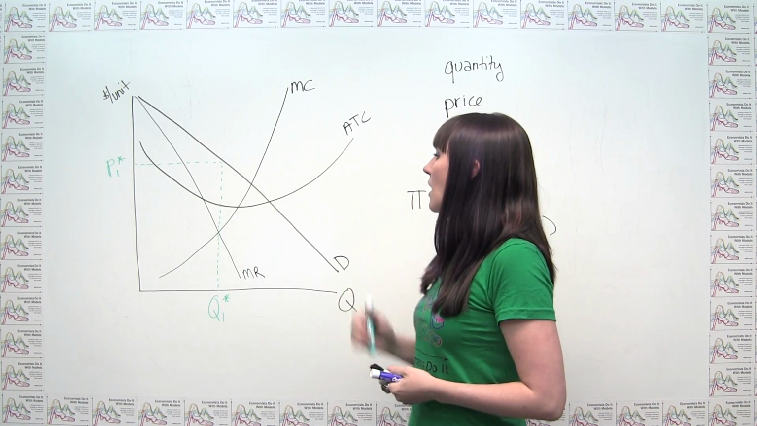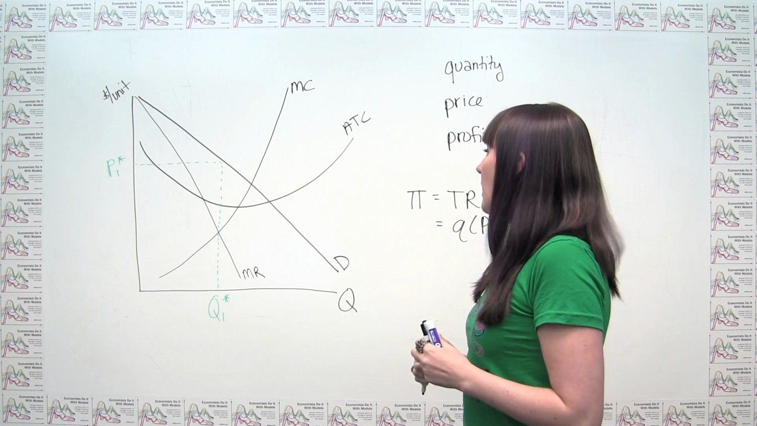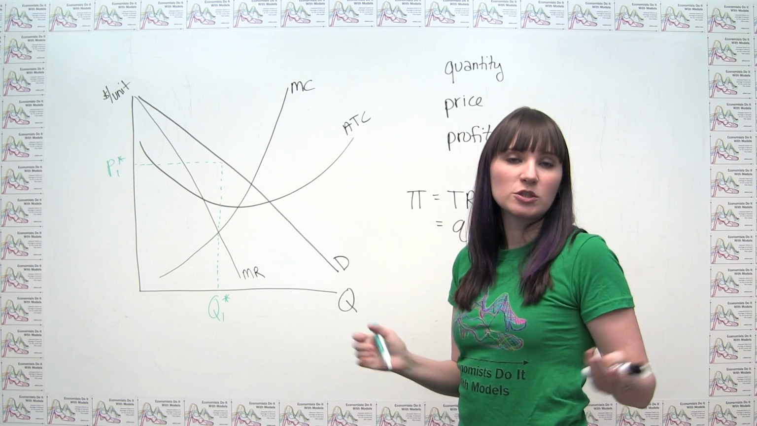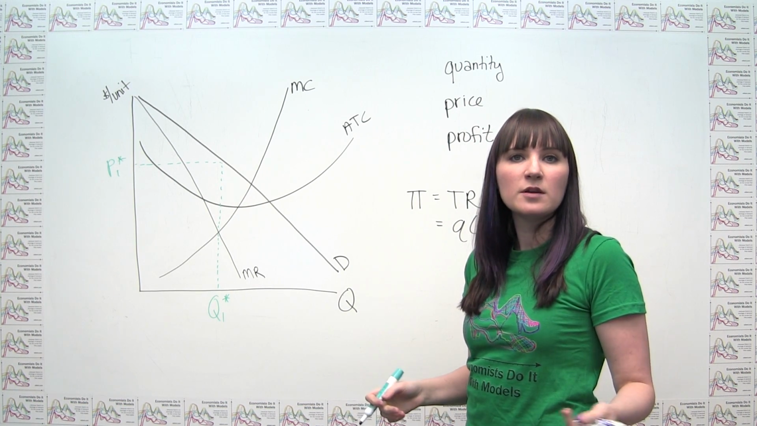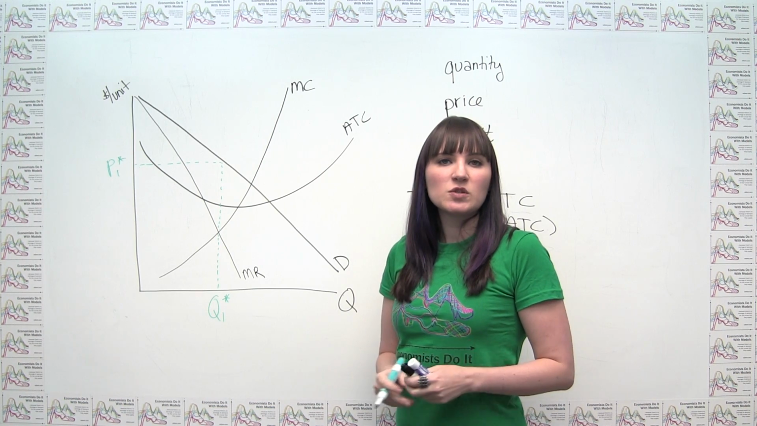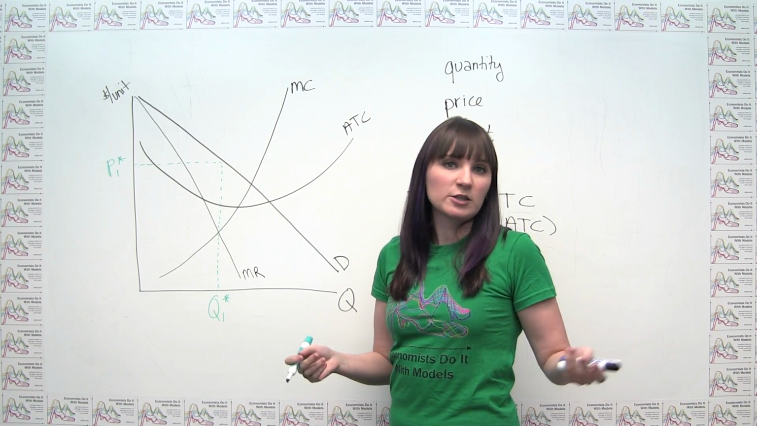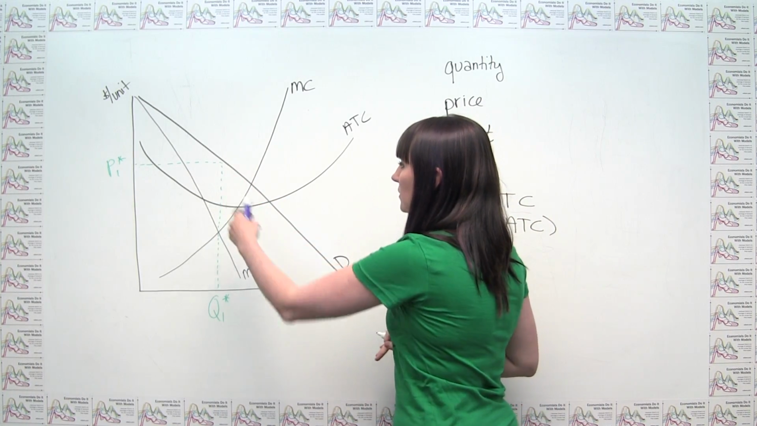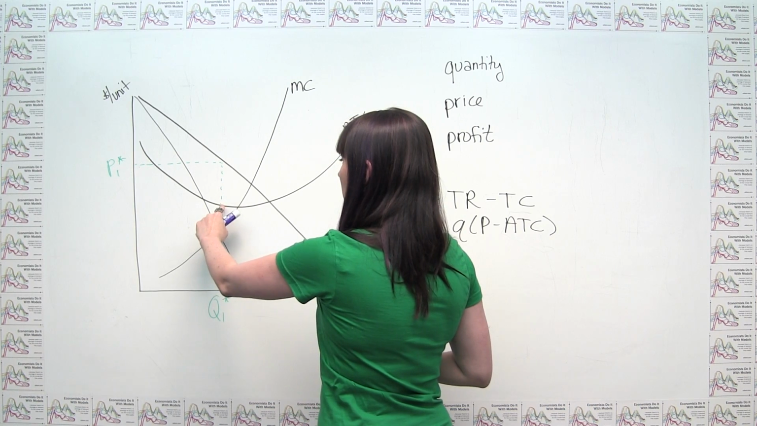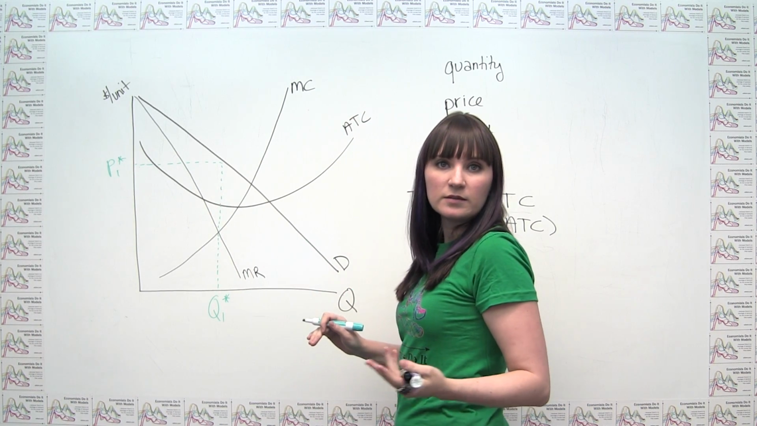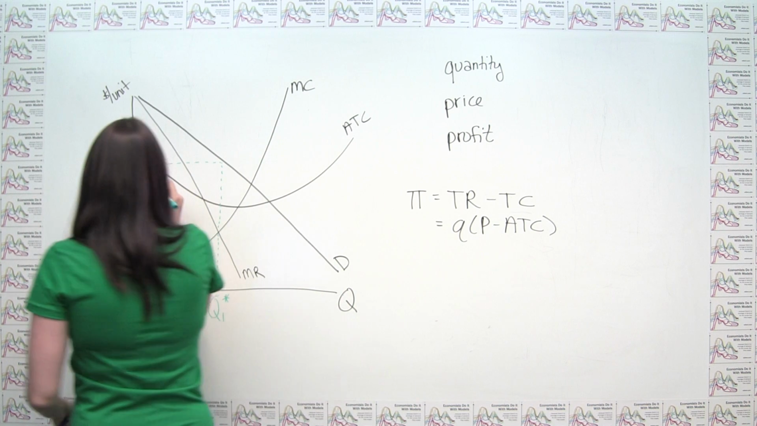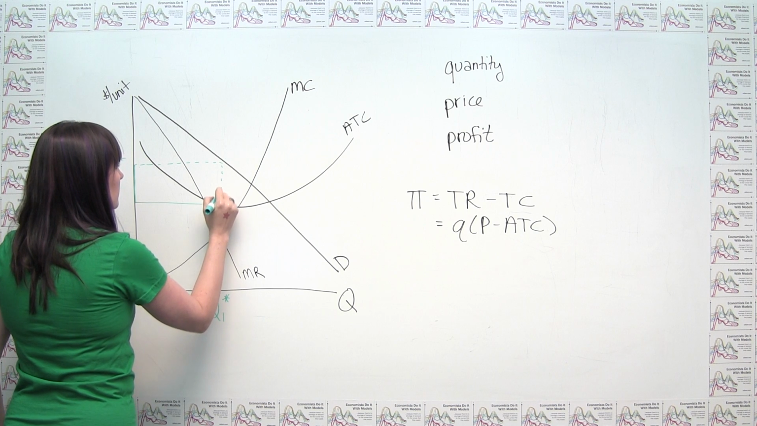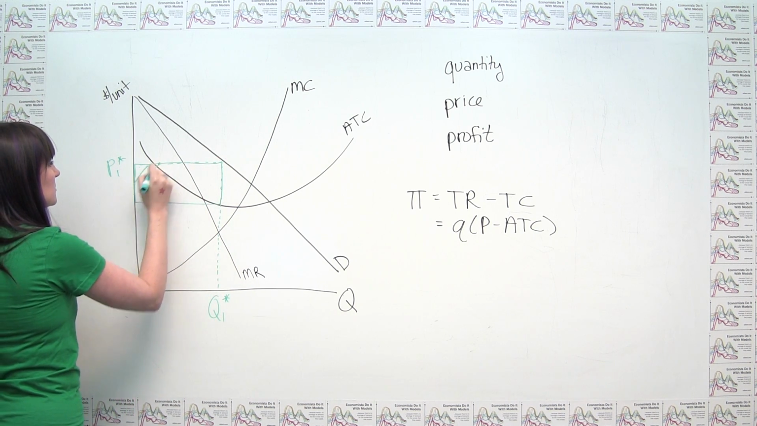Now, I was nice with this monopoly that I drew this monopoly's demand curve in relation to its cost curve such that it actually got to make a positive economic profit, but that need not be the case. Just because you're the only firm in a market doesn't mean that people actually want to buy your stuff. But here we can see, all right, at this quantity, price is up here, average total cost is down here. So yeah, we're going to be making a positive economic profit, and we're going to be making a profit in the amount of this rectangle here.